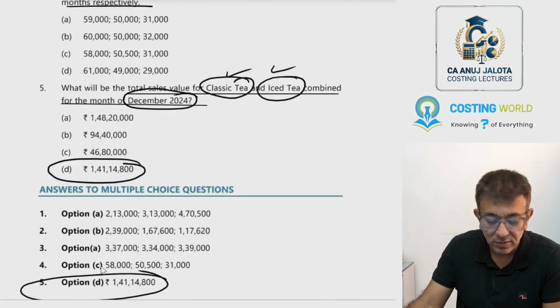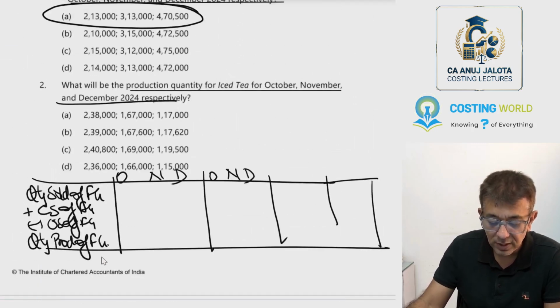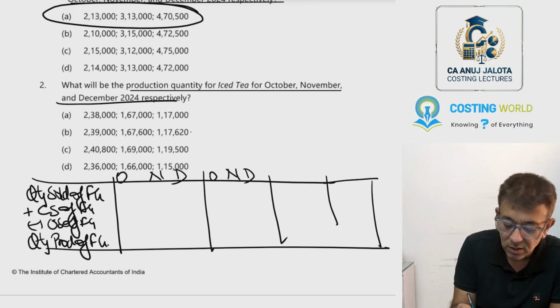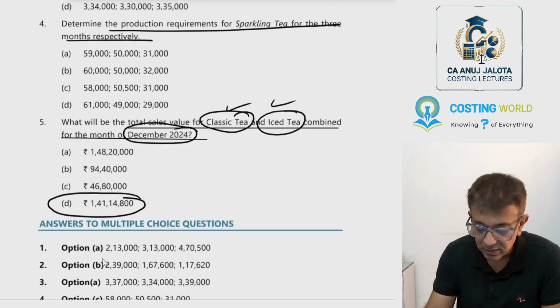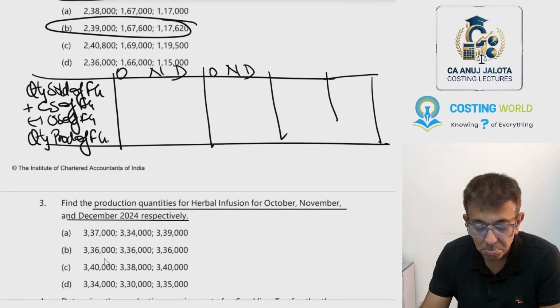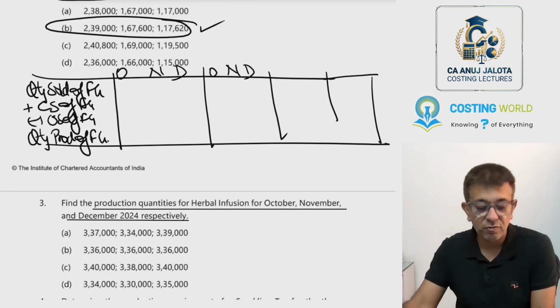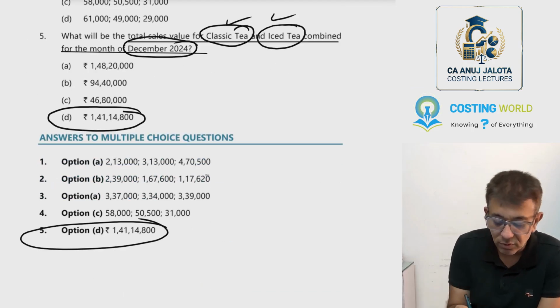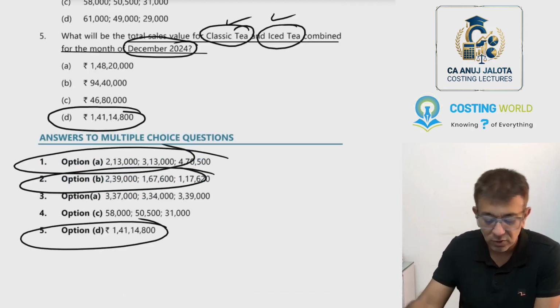2,39,000, 167,600, 117,620. So therefore 2B is your answer. This in any case we all checked it.